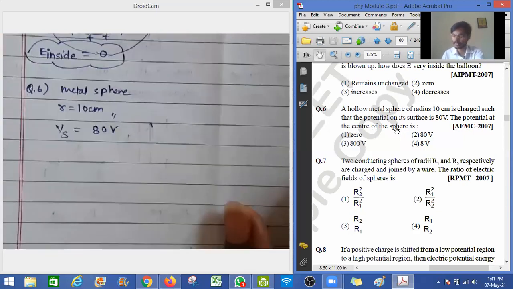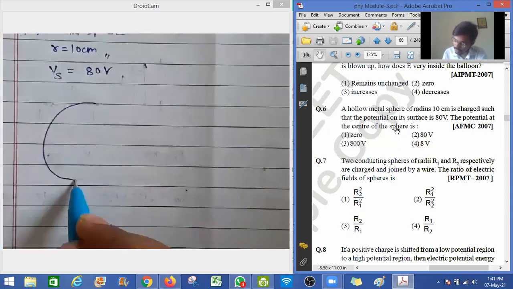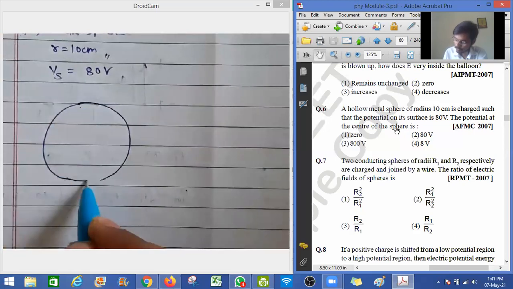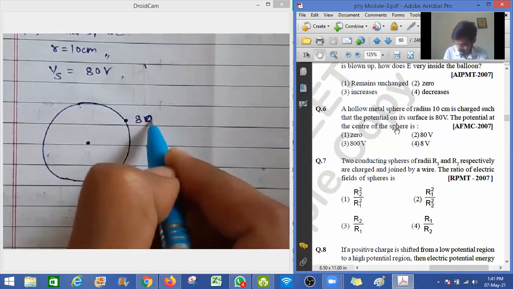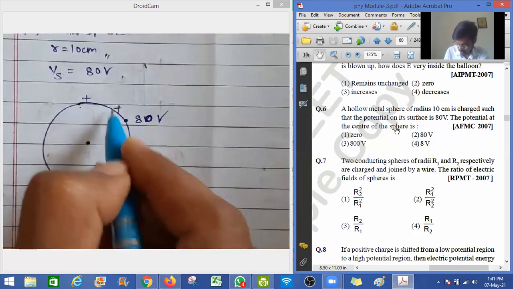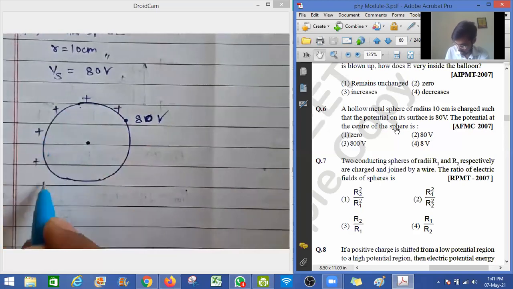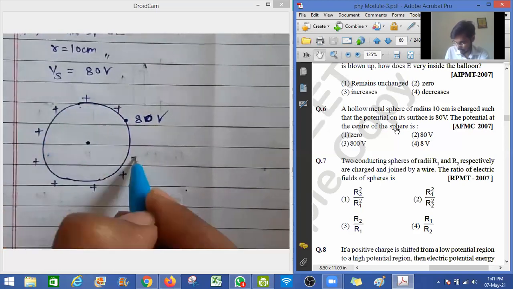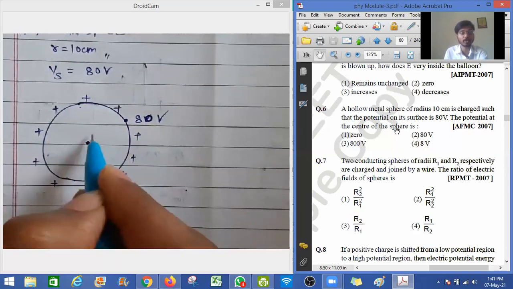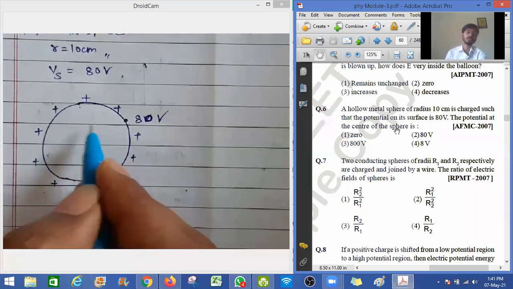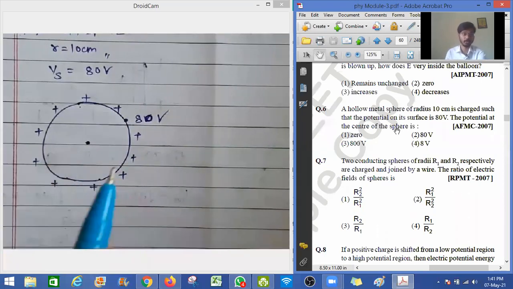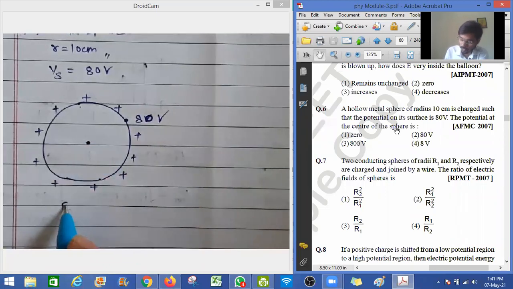Very simple question. You people tell me, on the surface, if potential is 80 volt, and this is a metallic sphere, so charge will be distributed uniformly. Sir, charge will be distributed uniformly means anywhere inside electric field will be 0. आत कुठेही field किती असेल? 0 असेल. इलेक्ट्रिक फील्ड 0, इलेक्ट्रिक फील्ड काय असते? E is equal to minus dV by dr.